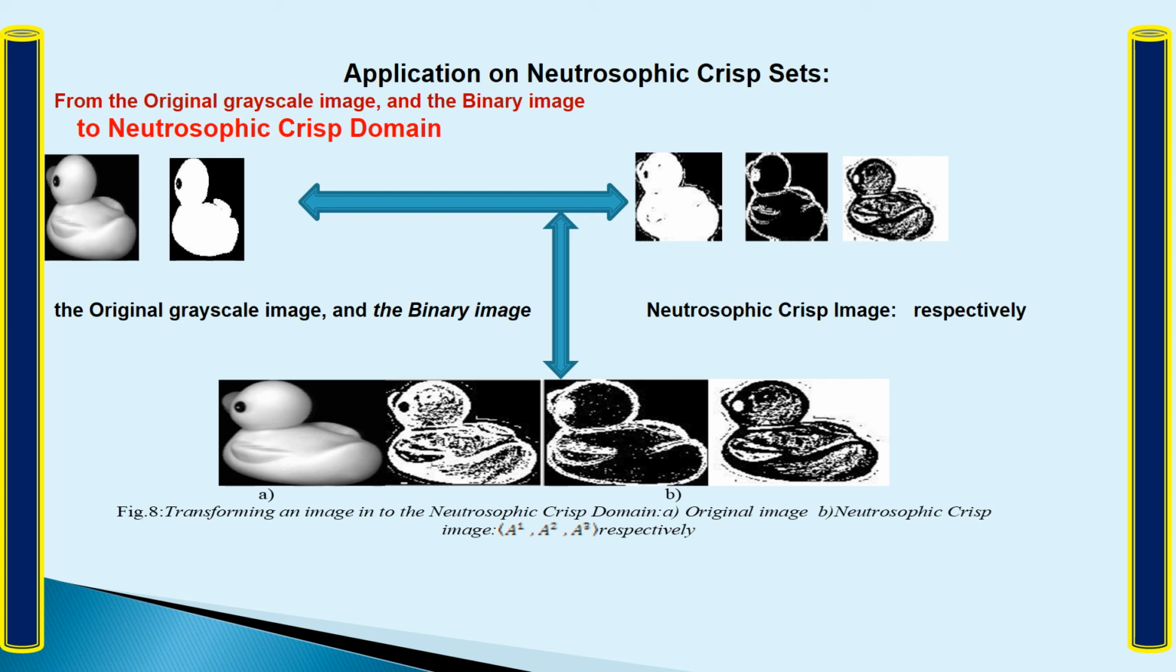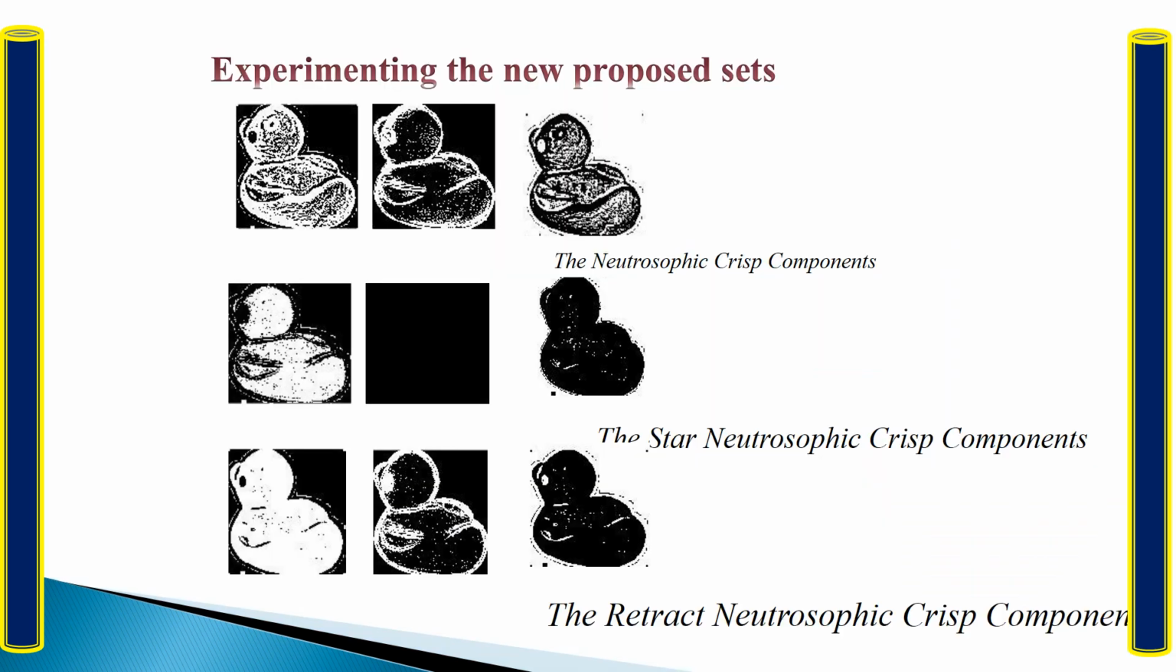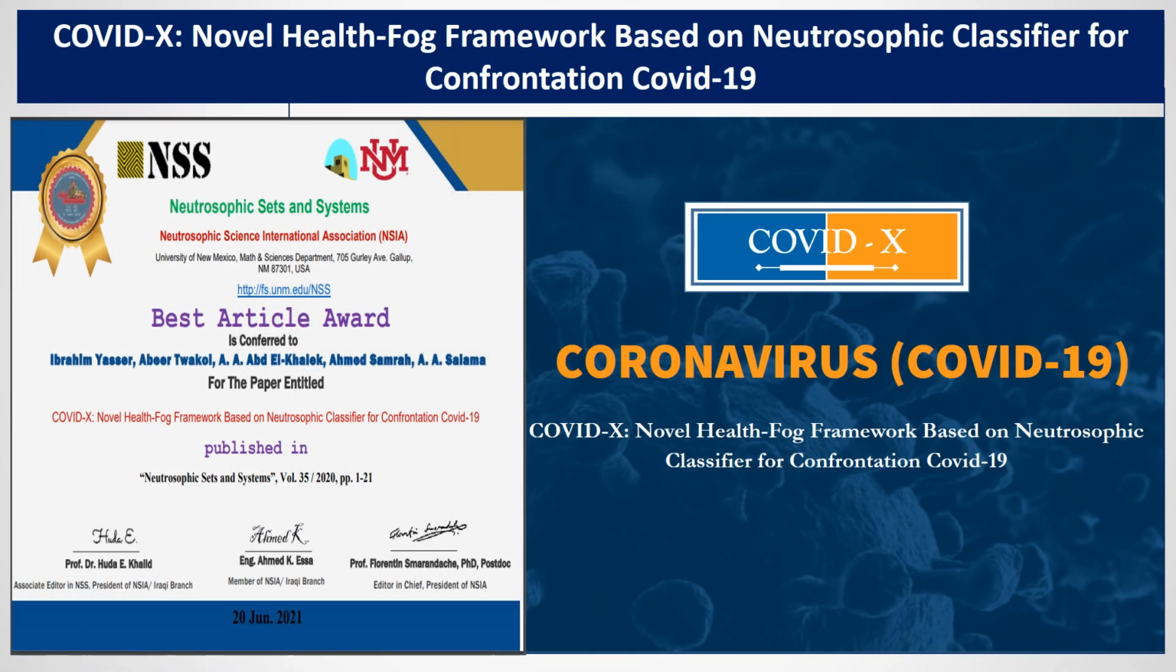There is the Neutrosophic crisp image, transforming an image into the Neutrosophic crisp domain: original image, Neutrosophic crisp images A1, A2, A3. Three types of image. Another, the Neutrosophic crisp components: the star Neutrosophic crisp component and the retract Neutrosophic crisp component.